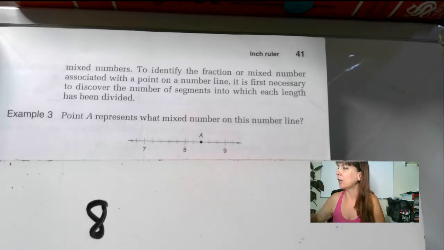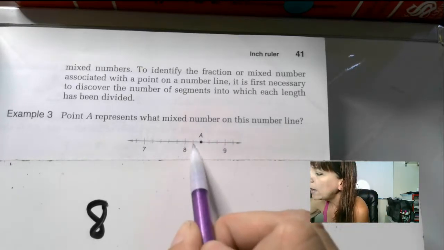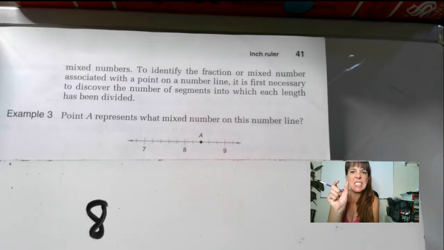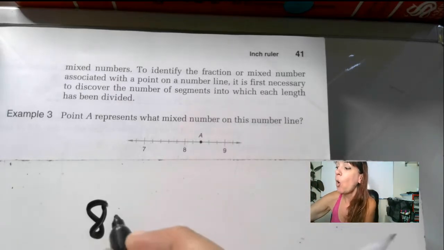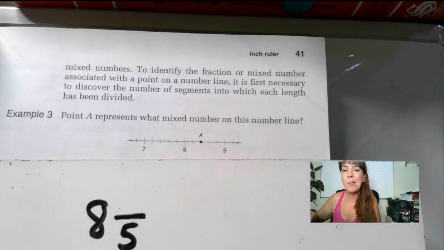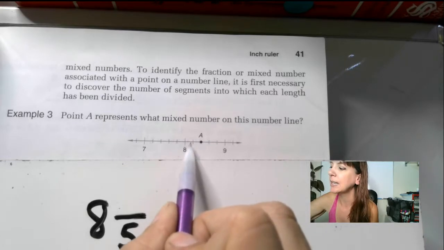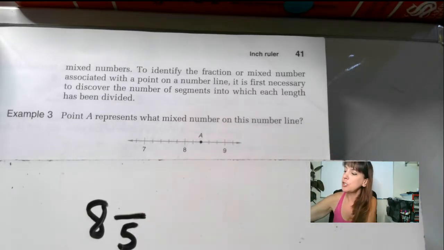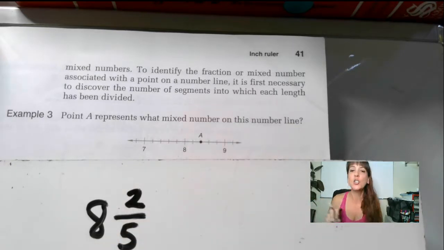Well, we take a look here and we see we have 1, 2, 3, 4, 5 boxes, right? 5 chunks. That's how many whole chunks we have. How many have we filled in, the parts? We haven't really filled them in, but another way of looking at it is 1, 2, right? Because we stop right there. So we've got 2, so 8 and 2/5, 8 and 2/5. Hopefully you see it that way.